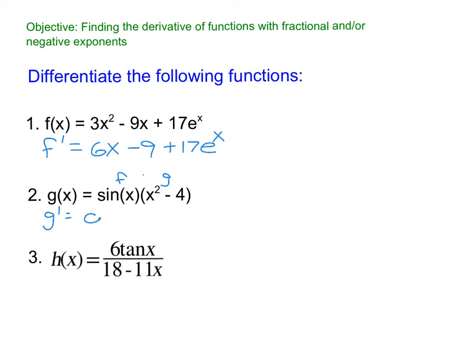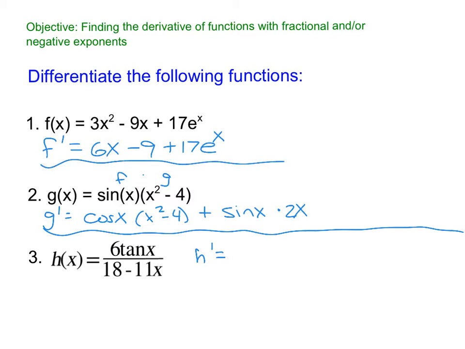Derivative of the first, cosine x. Second stays the same. Plus the first, derive the second. That's it. Number 3, again, just basic quotient rule. So h prime equals, just so we have space.